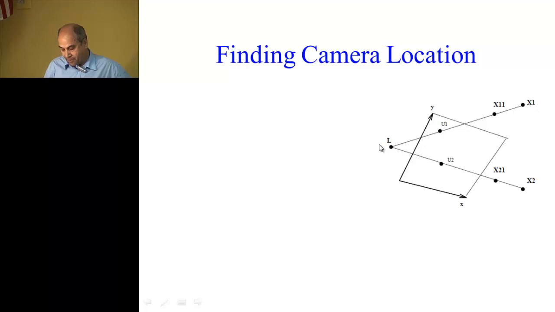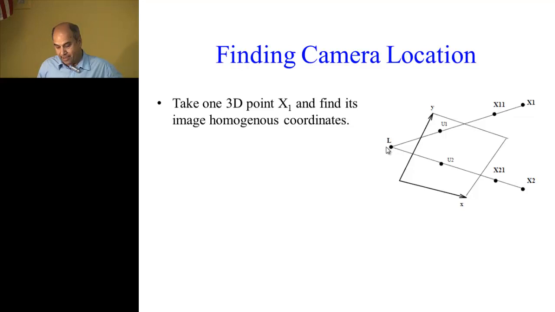Then there's another 3D point, and we draw a line from there to the lens, and the image of this will be formed here. So now we want to find out from the picture, given the camera matrix, the location where the picture was taken, the L. What we can do is find the intersection of these rays, and that is the location of the camera. There was a paper where they actually did that.